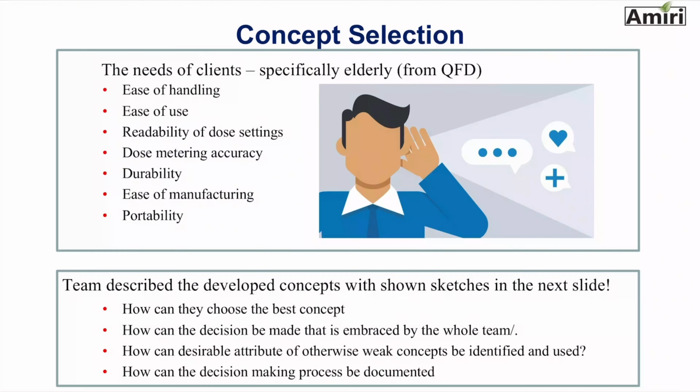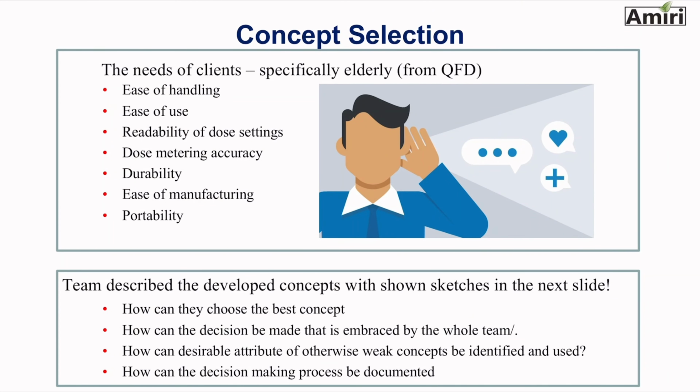Their criteria you can see here, very generic criteria: ease of handling, ease of use, readability, dose metering accuracy, durability, ease of manufacturing, and portability. Their customer target audience was elderly individuals, so portability, also ease of use and readability were some of the criteria within there.